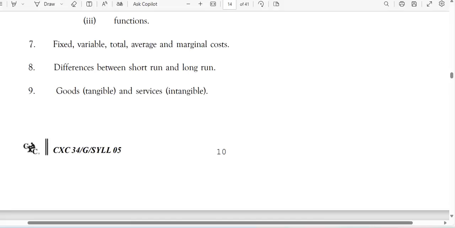Short run, some inputs are fixed, for example capital. Long run, all inputs can change. Short run, firms cannot enter or exit the market easily. Long run, firms can enter or exit the market. Short run, hiring temporary workers during Christmas rush. Long run, opening a new store in a different city.